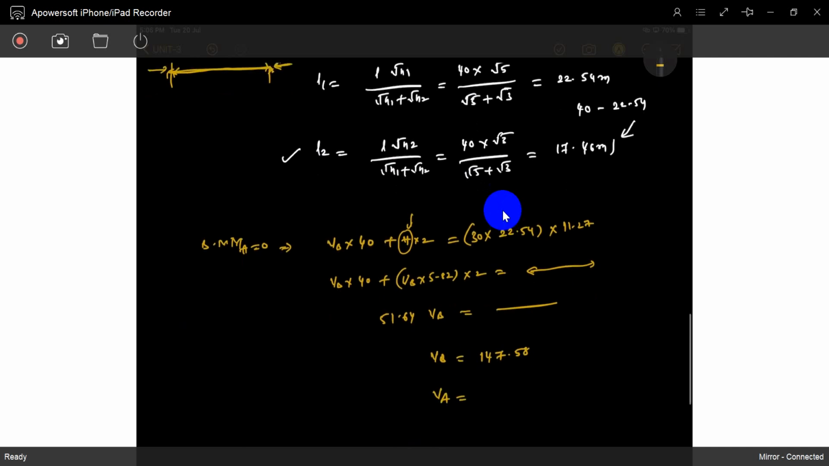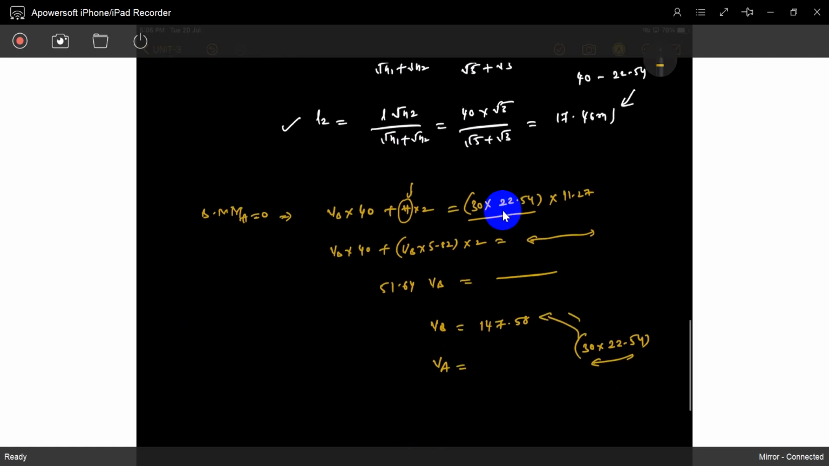So the remaining value. What is the total load? Total load is 30 into 20.54. That is the total load. So subtract it. What is VA? VA is 528.02. That's it, VA and VB.